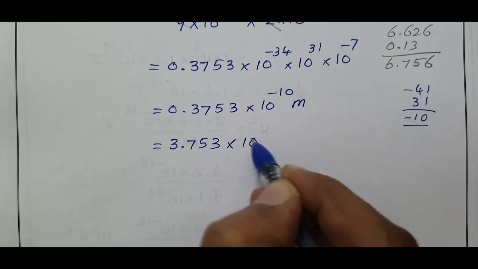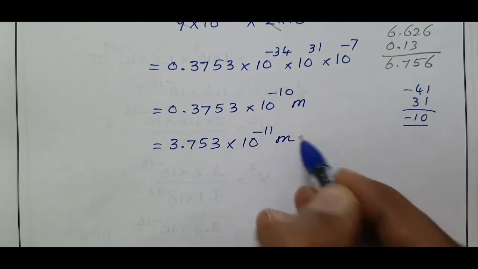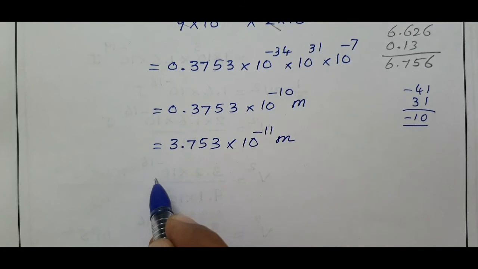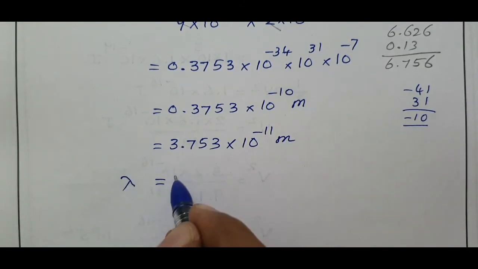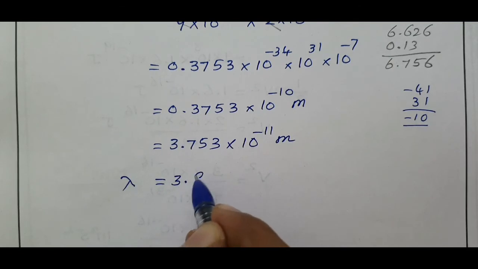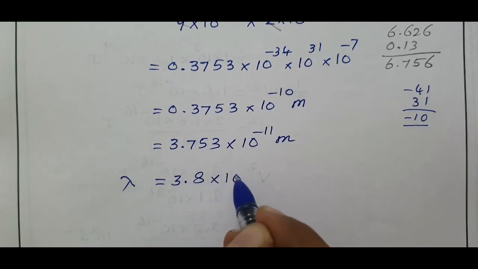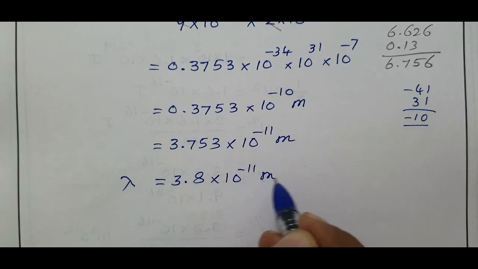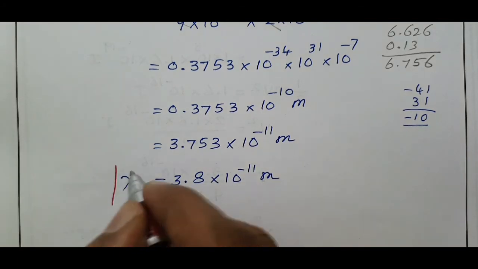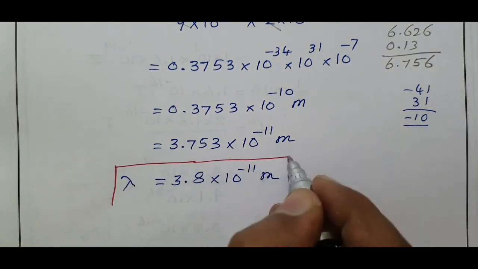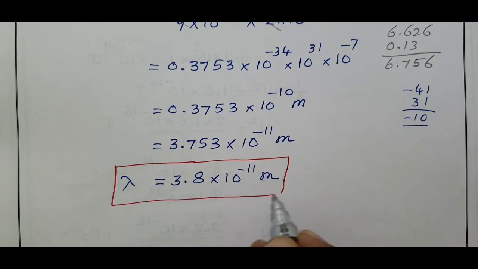Now 10 power minus 10 becomes 10 power minus 11. That is, lambda value equal to 3.75, which can be written as 3.8 into 10 power minus 11 meter. This is our final value. So the first problem is the calculation of de Broglie wavelength from kinetic energy of the electron.